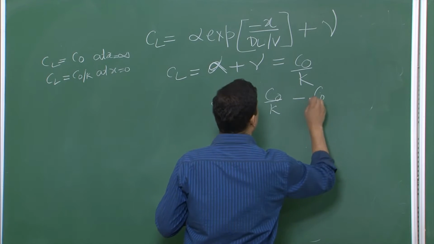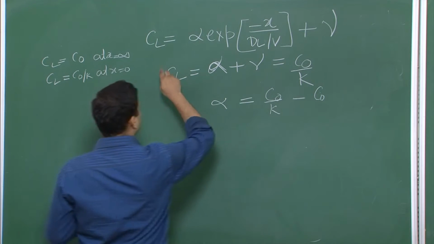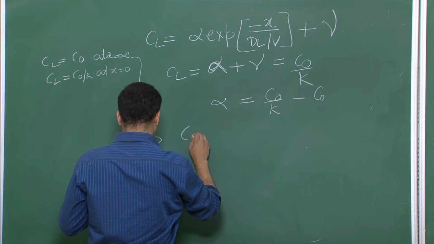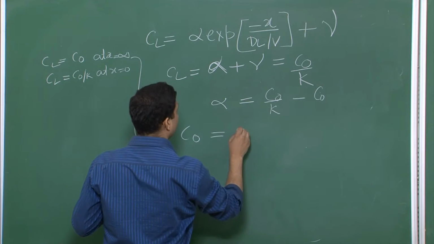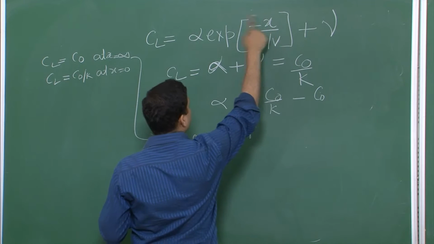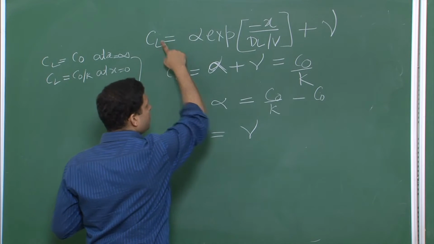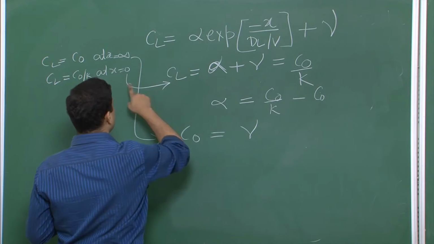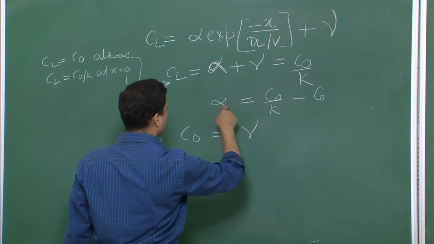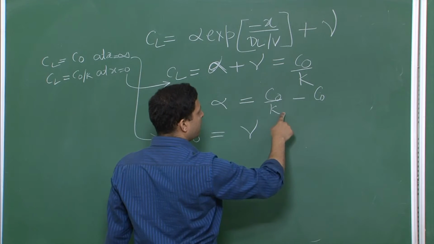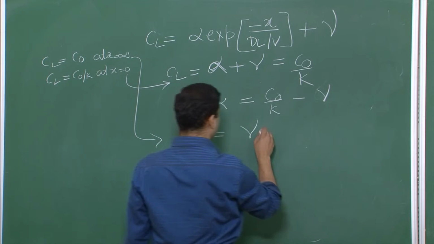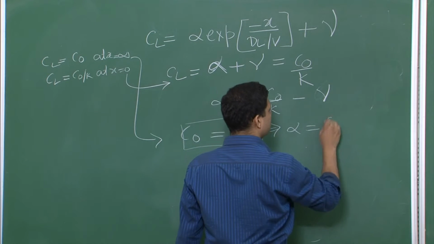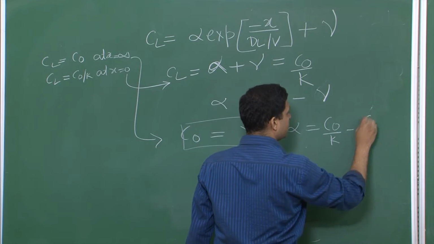Okay, I have missed one step over here, which is when you put x equal to infinity. If you put that in, what you will get is C naught equal to gamma. When you put x equal to infinity, this term goes to 0, and this term becomes C naught. So, C naught is equal to gamma. In the second one, when you put x equal to 0, you get CL equal to alpha plus gamma equal to C naught by k, and therefore, alpha is equal to C naught by k minus gamma. But from here we know that gamma is equal to C naught, therefore, alpha is equal to C naught by k minus C naught.